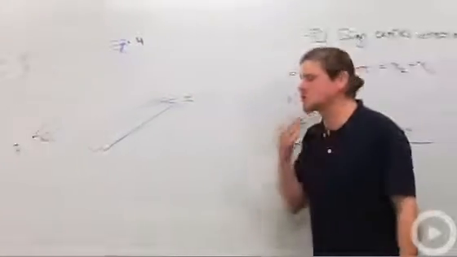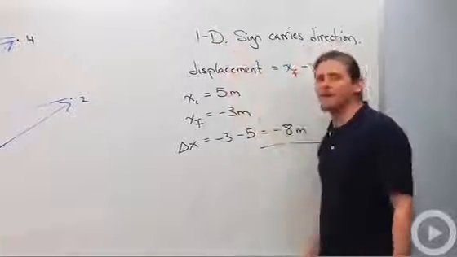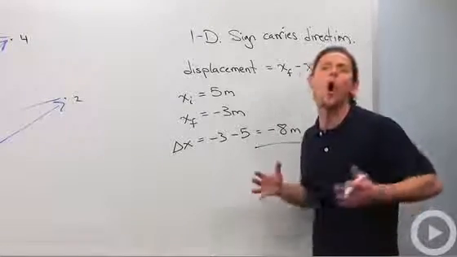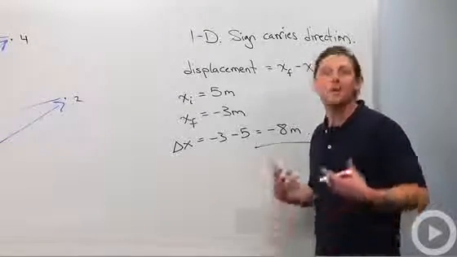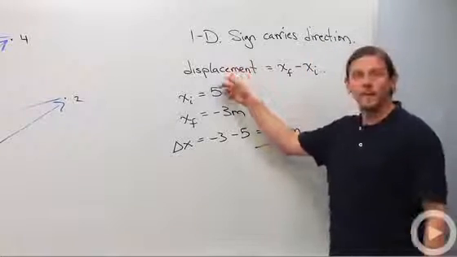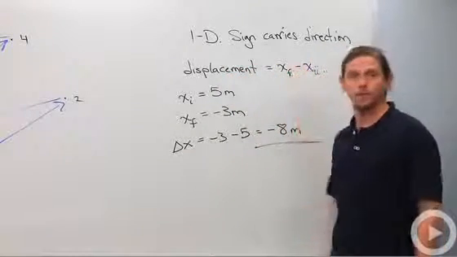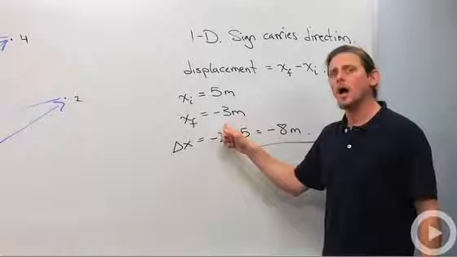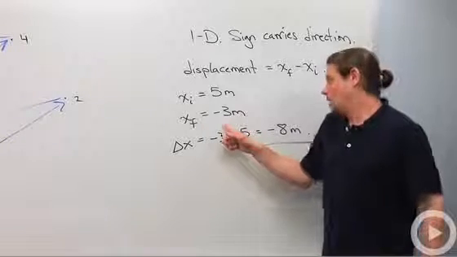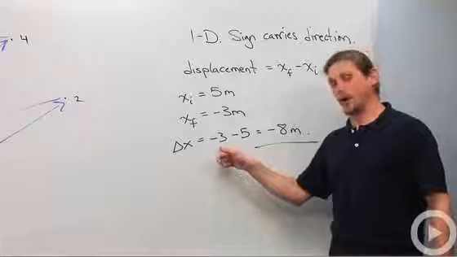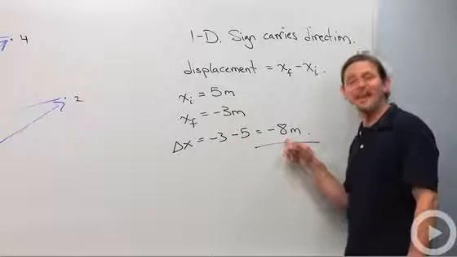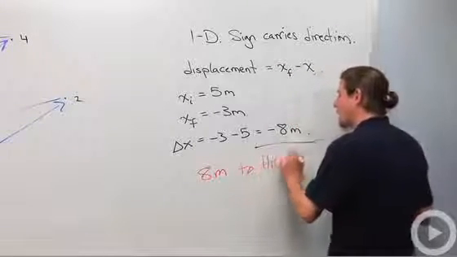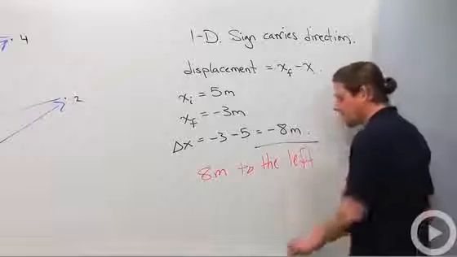All right. Now let's just do a real simple example. In one dimension, I don't have to really worry about vectors because a negative sign will carry all the information about direction that I need. So displacement equals x final minus x initial. Let's say that I started at 5 meters and I ended up at -3 meters. And I wanted to know what's the displacement. Well, final minus initial, -3 minus 5. So the answer is -8 meters, or sometimes you might say it as 8 meters to the left. And that's displacement.